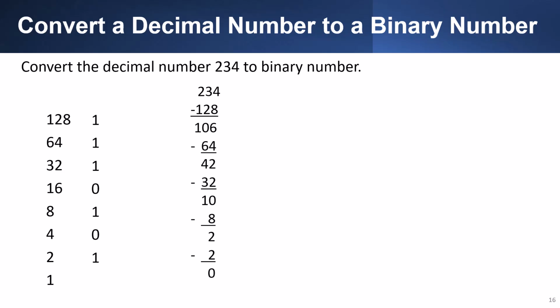If there's no numbers left, you can put 0 for the rest of the binary digits. But if you follow the rules, can you subtract 1 from 0 and still have a non-negative number? No, so put a 0 next to the 1. So the binary number is 1110 1010.